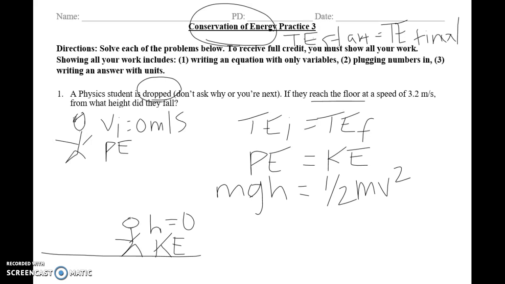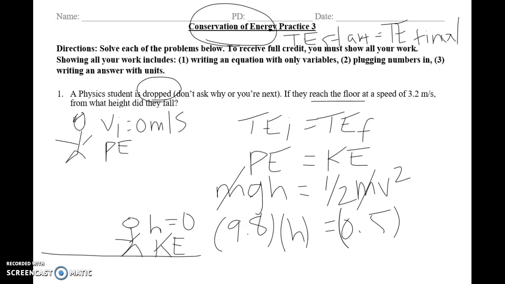Mass is in each term, so it can be canceled out. I can divide both sides by mass. It'll equal 1 on each side, and so it cancels out. So all I'm left with is g is 9.8, my height above the ground is what I'm looking for, and my velocity is 3.2 squared.